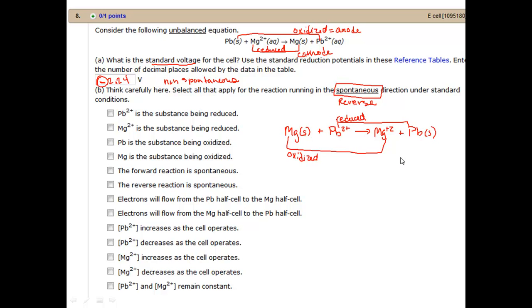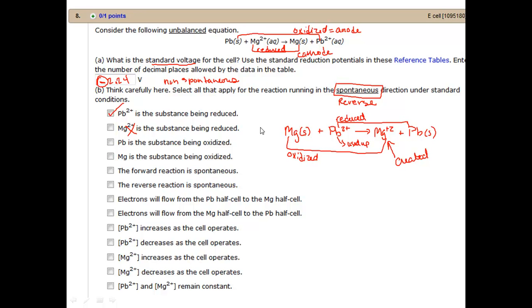So in this reaction, magnesium 2 plus is created and Pb2 plus is used up. Alright, so let's go through our options here. Pb2 plus is the substance being reduced. Yes. Magnesium 2 plus is the substance being reduced. No.